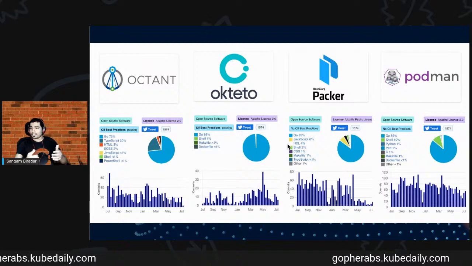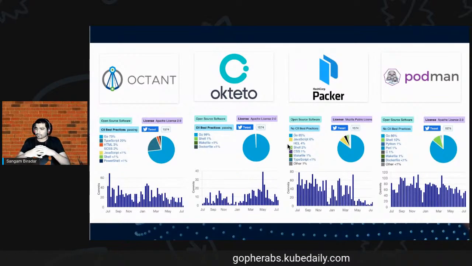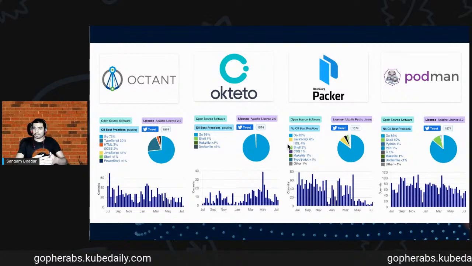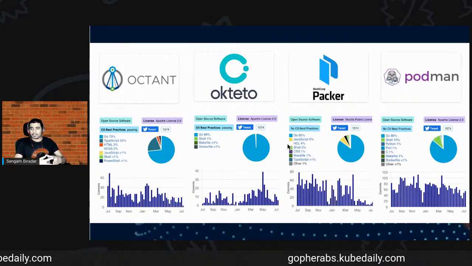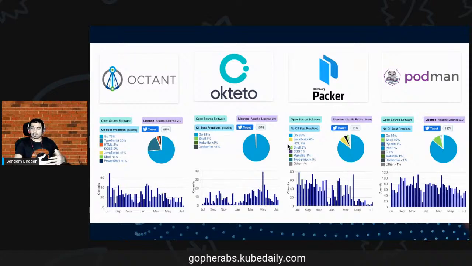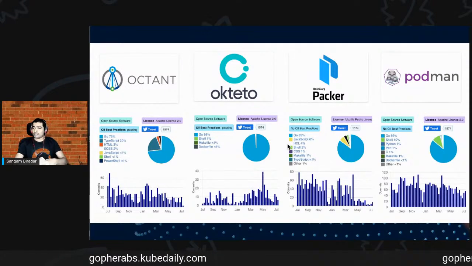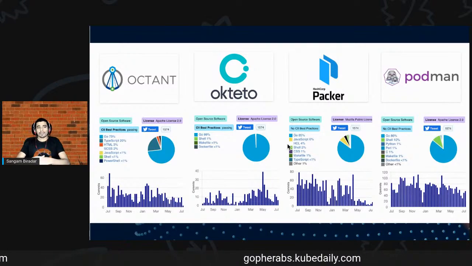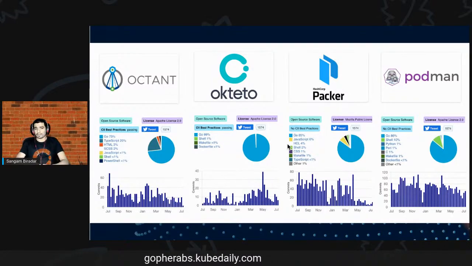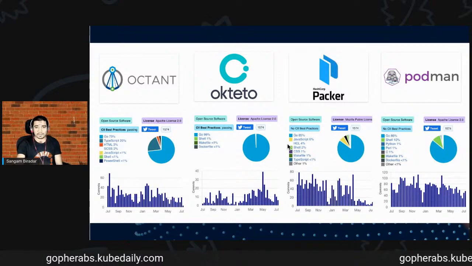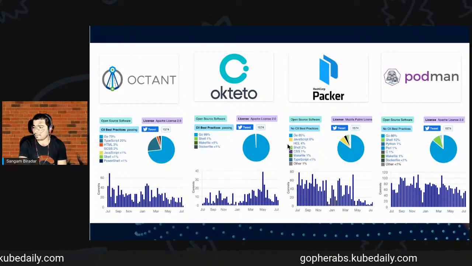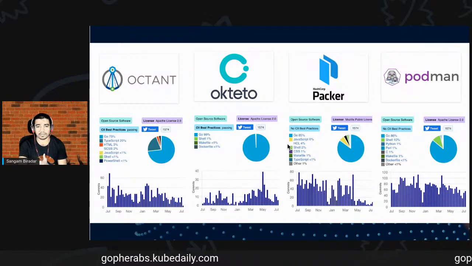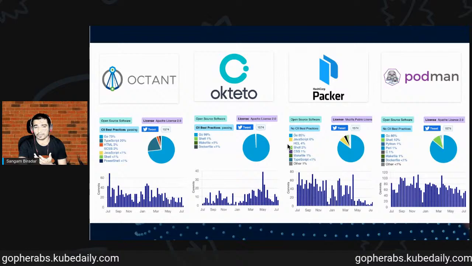Another one is Packer, which is one of the tools from HashiCorp. I have not used Packer, but it is a great tool for image building and that kind of thing. Another one, Podman, is an alternative to Docker Compose. You can use Podman also. If you are a Red Hat fan, this is one of the products from Red Hat that is written 86% in Go.